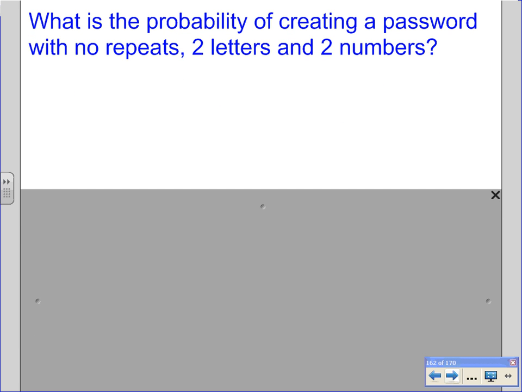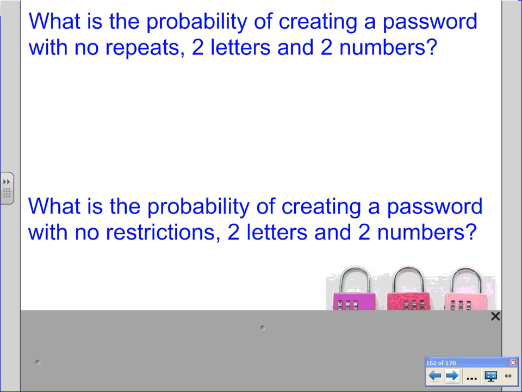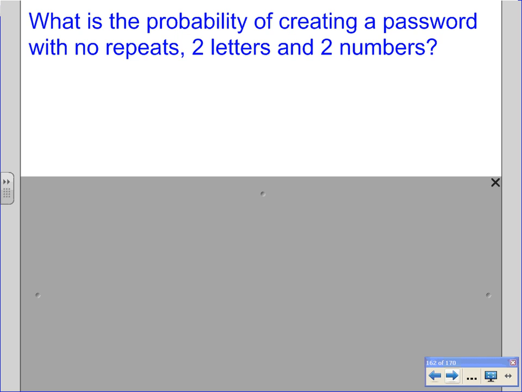Okay, I want you to try this one on the side of your notes or at the top, and then I need to move on to the next part. So I want you to write down, without me going through this, what is the probability of creating a password with no repeats, 2 letters and 2 numbers?